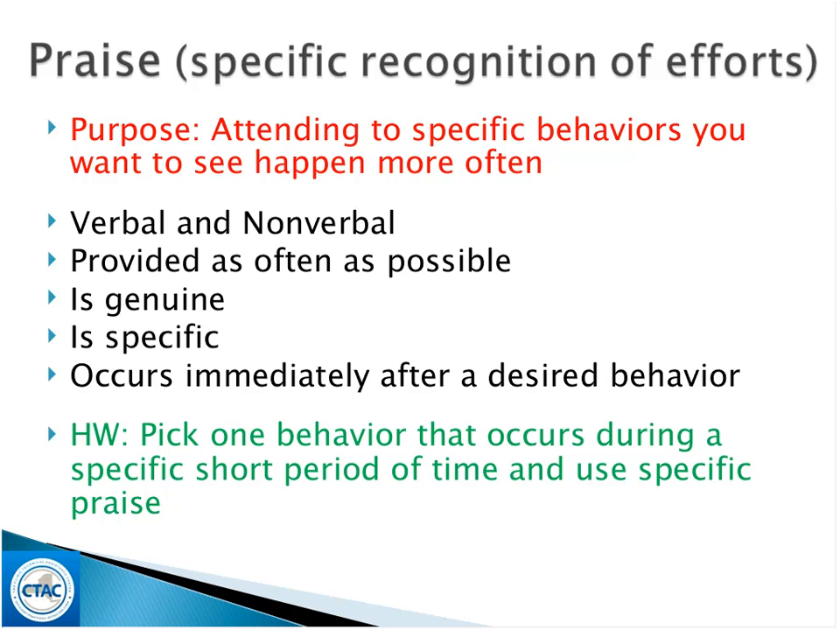Praise should be verbal and nonverbal. So praise can be things that you say, but also things that you do, like a pat on the back, a high five, a hug. It should be specific. So it should be stated exactly and not in general terms. So rather than saying, I really like what you did, a more specific labeled praise is, I really like the way you put the dishes into the sink. And these kinds of praise statements happen immediately after the behavior occurs.